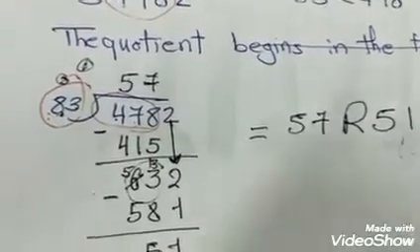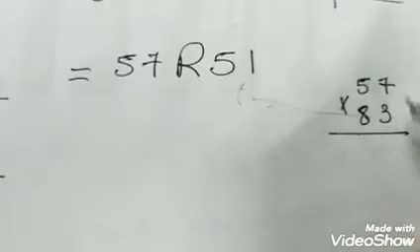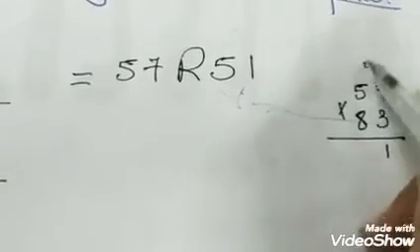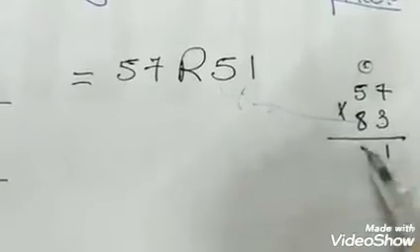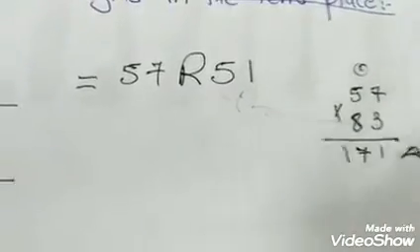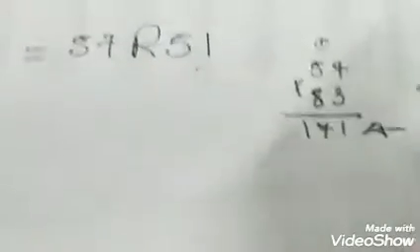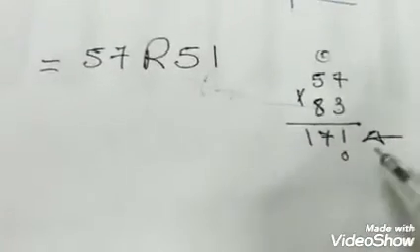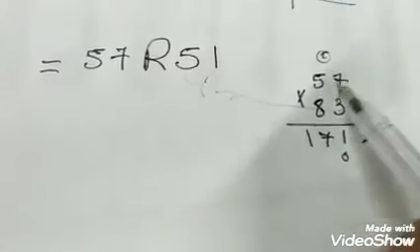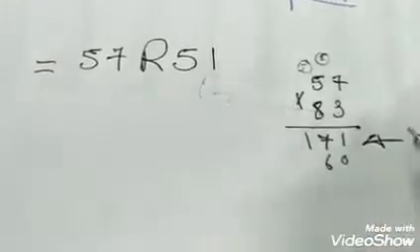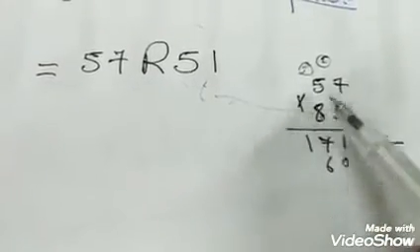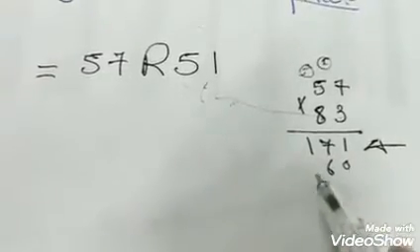Now I have to check, so I will multiply 57 times 83. 7 times 3 equals 21, put 1 and carry 2 up. 5 times 3 equals 15 plus 2 equals 17. This is the first partial product. Then I will put the 0 at the ones digit. 7 times 8 equals 56, put 6 and carry 5. 5 times 8 equals 40 plus 5 equals 45.